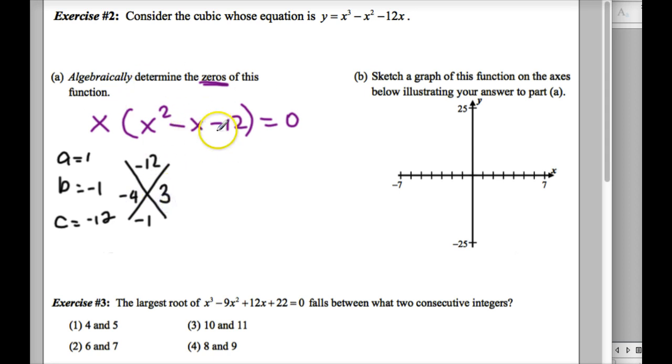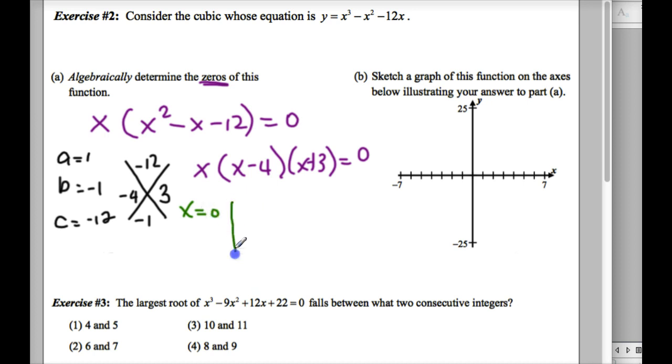So now I can rewrite this entire thing as x times (x minus 4) times (x plus 3) equals 0. My last step, I need to split this up. So we have x equals 0, that's 1. We have x minus 4 equals 0, that's 2. x plus 3 equals 0. We will have 3 answers because it's a cube. Remember, the highest exponent tells you how many solutions.